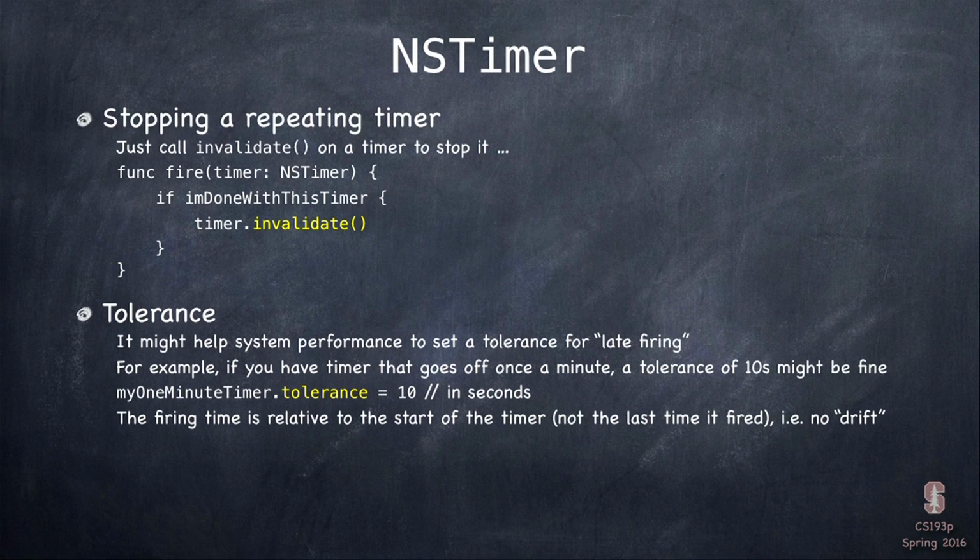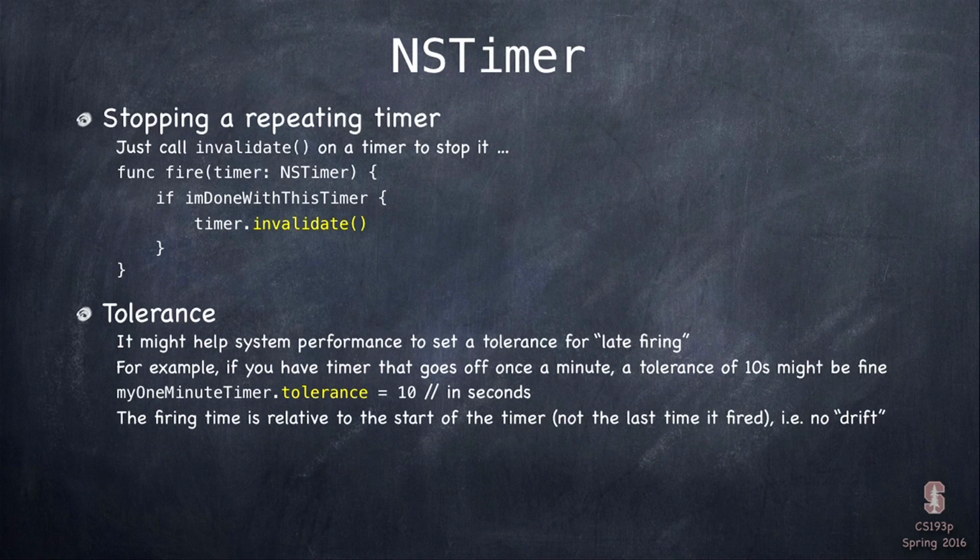Tolerance. So you can specify in the timer a tolerance, and that's basically how much you're willing to accept some slop in its calculation of when it goes off. Okay? So here I'm talking about an example where you have a timer that goes off once a minute, you set the tolerance to 10, which is in seconds, and that means, if it goes off after a minute, that's fine. A minute and 3 seconds from now, yeah, okay. A minute and 7 seconds, fine. But a minute and 20 seconds, that's too long.